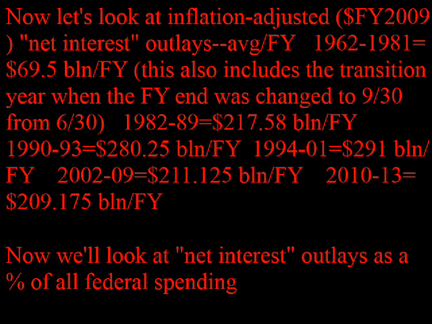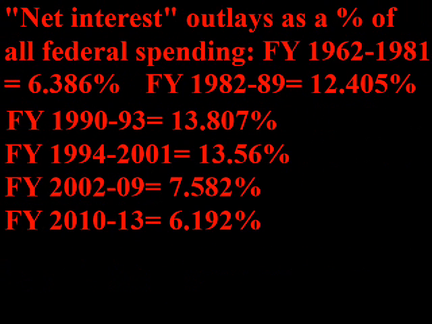Now, if we look at net interest outlays as a percentage of all federal spending, you can see from 62 to 81, not much of a change. Although under Jimmy Carter, and I've got all the links, you can go look at this yourself, just to check me out, make sure I'm telling you the truth. It was in Carter's administration, when this really started to get out of control.